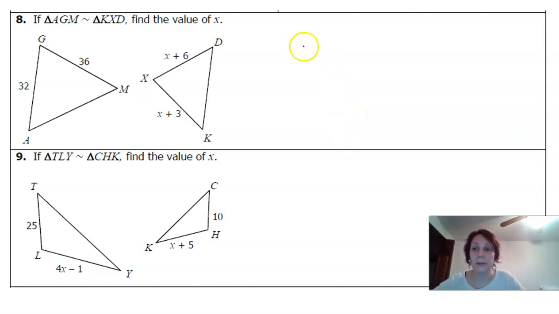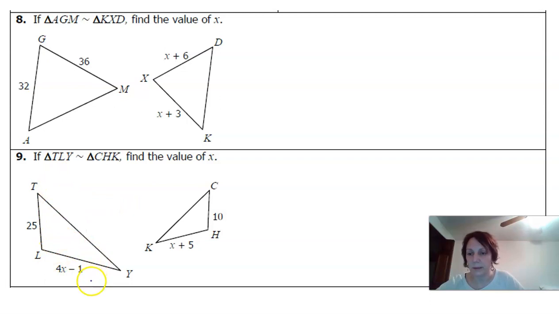So you will notice in numbers 8 and 9 here, they tell us that the two triangles are similar. And they want us to find the value of x, but now instead of just an x, there's an x plus 6 here, and there's an x plus 3 here. So the first thing we have to do is figure out which sides line up with which sides so that we can get our proportions set up.